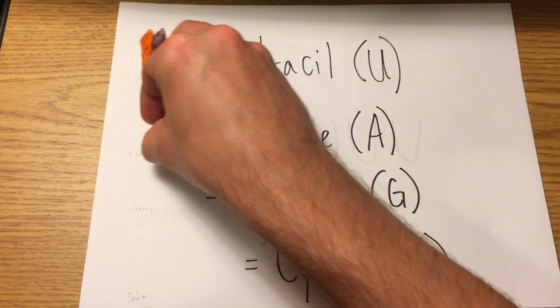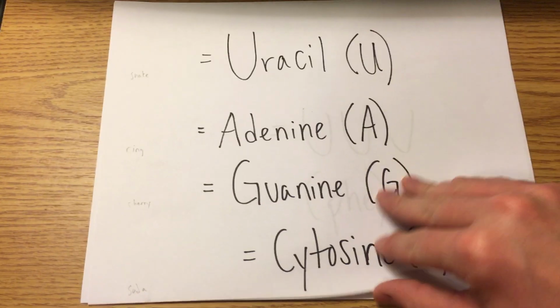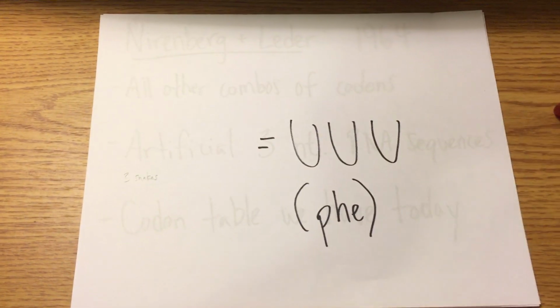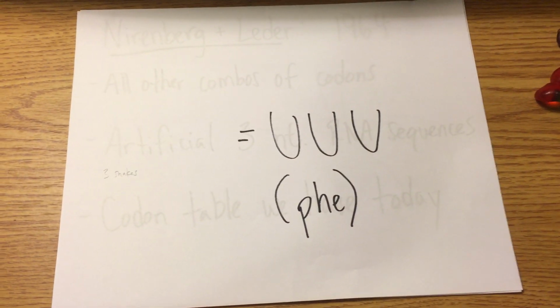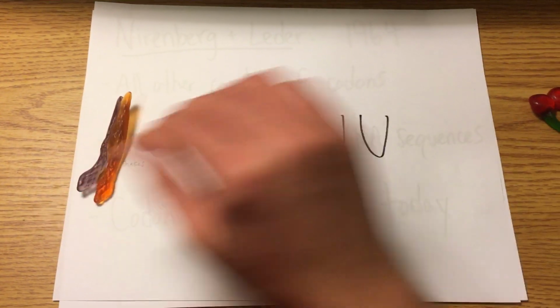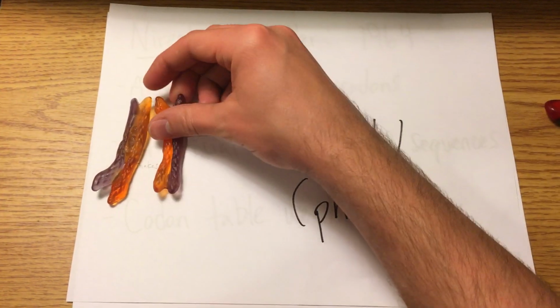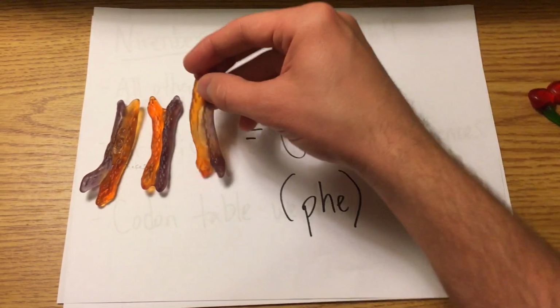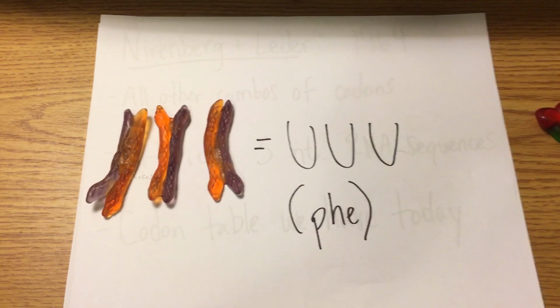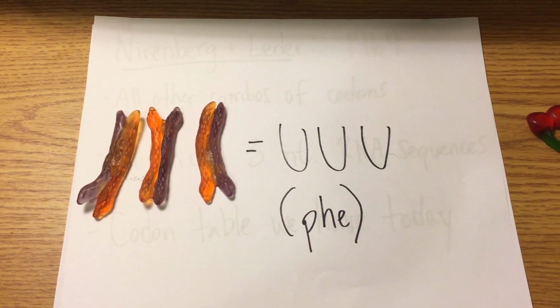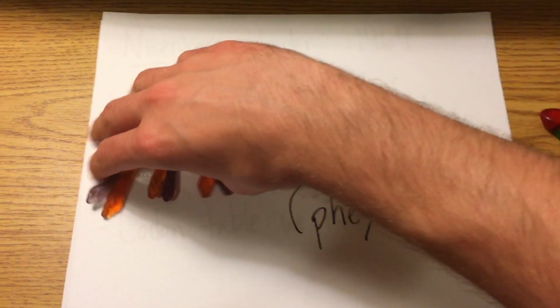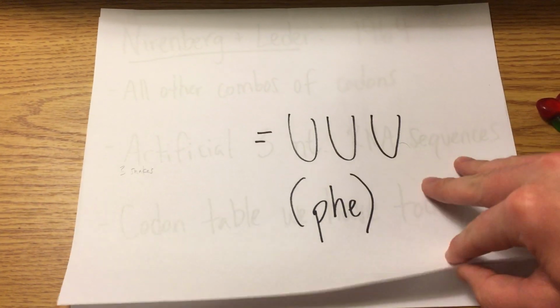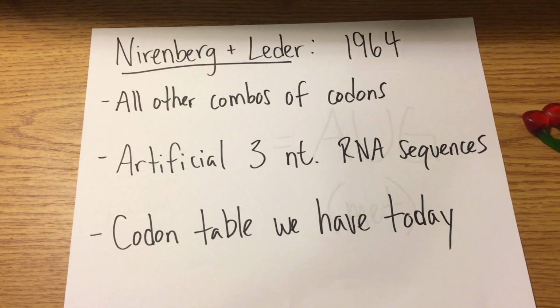So after we get that, what we had in this experiment was just that UUU codon, which is just going to be these 3 snakes, because the snakes represent the U's in this. So that's what they had, and that is the only thing they got with that poly U chain.